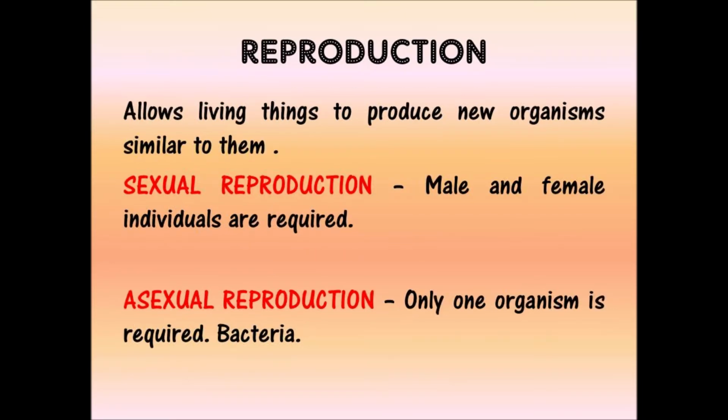Reproduction. The process of reproduction allows living things to produce new organisms similar to them. There are two different types of reproduction. We have sexual reproduction, where a male and a female individual are required, and we have asexual reproduction, where only one organism is required. For example, bacteria use asexual reproduction.